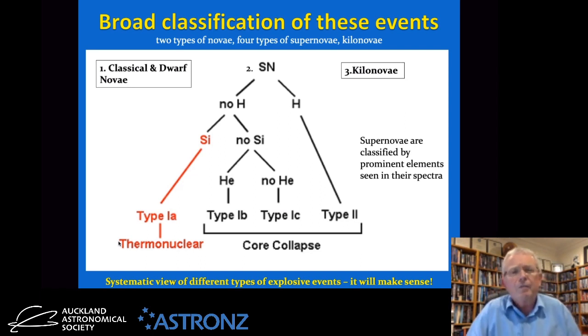Out of all these events, I've put them here into 3 broad classes and then split them up. First of all, classical and dwarf novae. Then the supernovae, and at the moment this probably looks a bit crazy, but we're going to make sense of all that shortly. And then we've got the kilonovae over there. You'll see shortly that supernovae are classified by the prominent elements you see in the spectra. In other words, when you put your spectroscope on the telescope and look at them, what elements do you see in all the debris and matter left over from the supernova explosion?